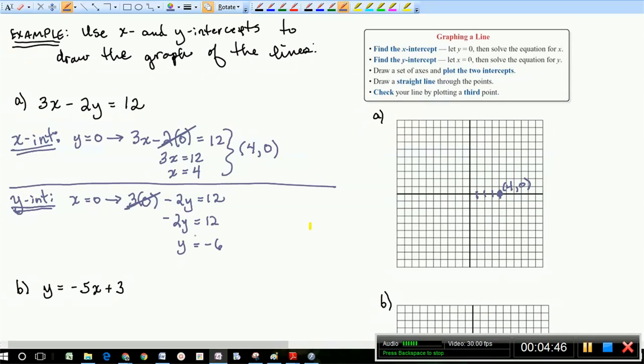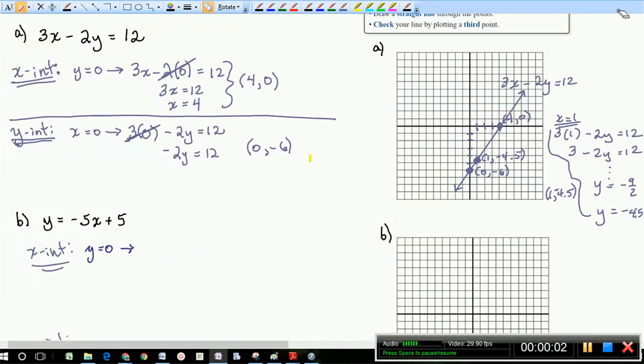Watch your signs. All this gets me what point? 0 for x, negative 6 for y. So let's go back to the graph. 0 left to right, down 6. 1, 2, 3, 4, 5, 6. So we're right here for our y-intercept, (0, -6). Next we want to fill in our line.